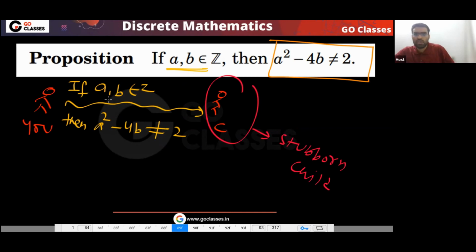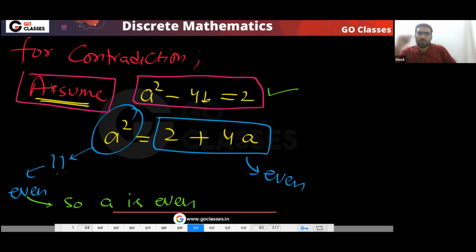This is you. You are saying to this child that if a, b are integers, they can be any integer. A can be 2, b can be minus 4. Now you are saying that a square minus 4b can never be 2. But this child is not believing you. Then what will you do? You will say, assume a square minus 4b equal to 2.